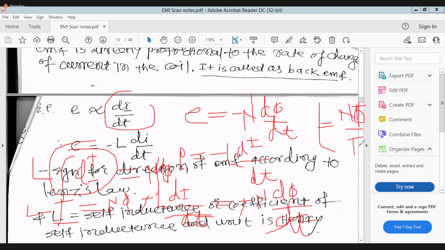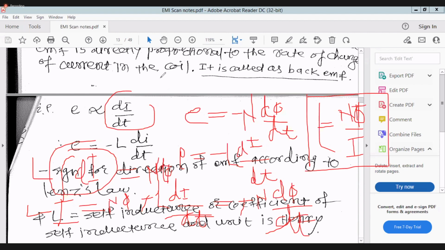How did I get this formula? L is equal to N phi by I. The N phi is called the flux linkages with the coil, the linked flux with the coil. It is the product of the number of turns of the coil and the flux. Flux linkages divided by current is called self-inductance. It is the first formula of the self-inductance.